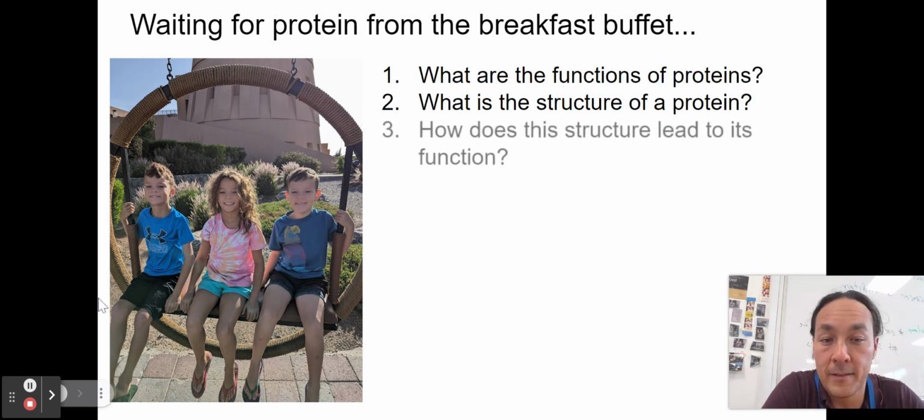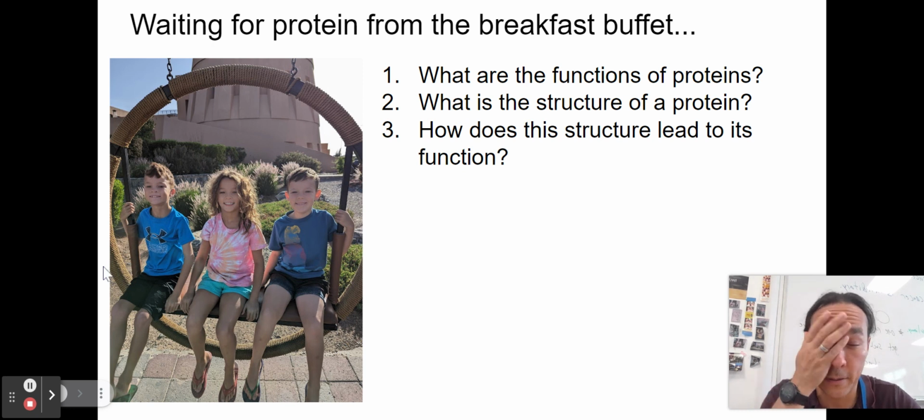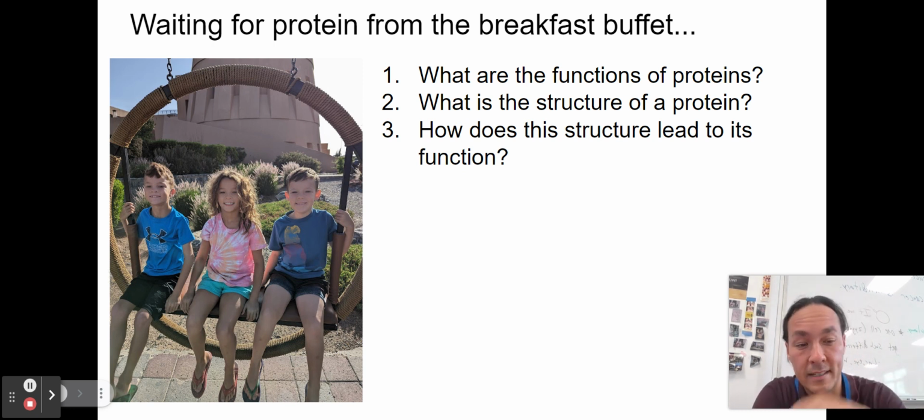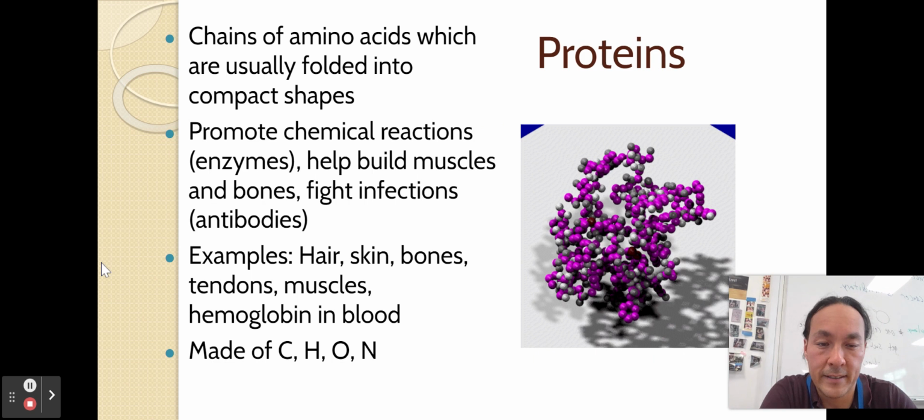Can you ask yourself, what are the functions of proteins? What's the structure of a protein, and how does this lead to its function? You might think back to when we went out in the hallway and we did the protein party, where you had different R groups on you and you all interacted.